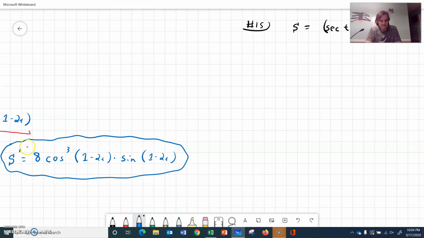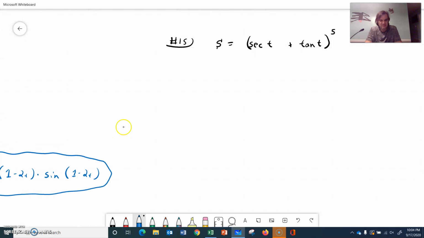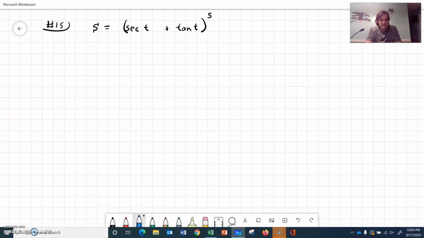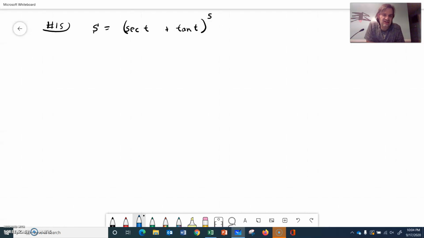All right. So what do we got next? 15 should be, okay. So 15 is the function s, and that is equal to the quantity of secant t plus tangent t all to the 5th. I don't need to rewrite that, but when I go to take the derivative of s, what I have to realize is, yes, I'm using a power rule because it's to the 5th, but I'm also using a chain rule with a u of secant t plus tangent of t.